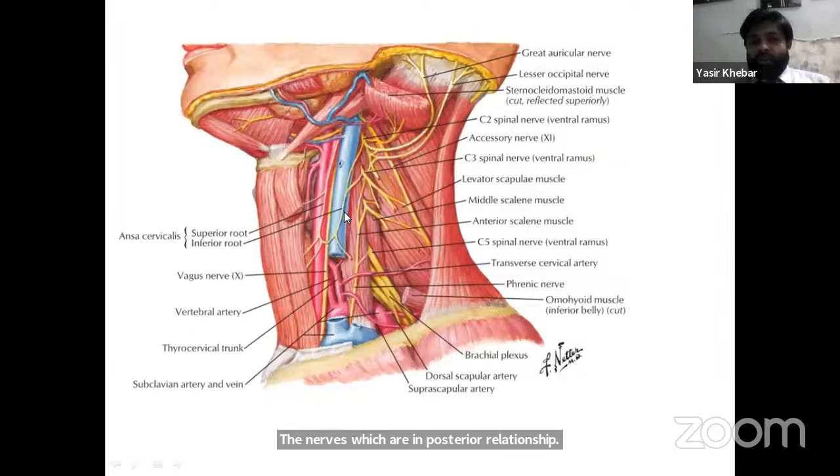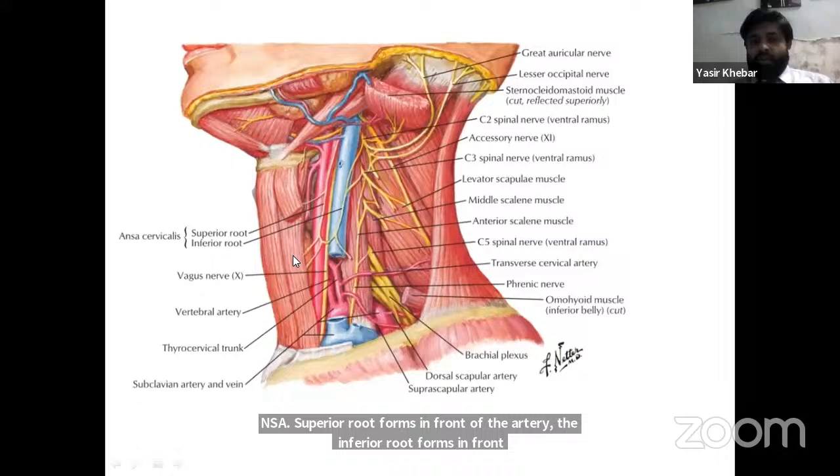The C2 and C3 give rami to form the inferior root of ansa. The superior root forms in front of the artery, the inferior root forms in front of the vein, and the branches go to supply these strap muscles.